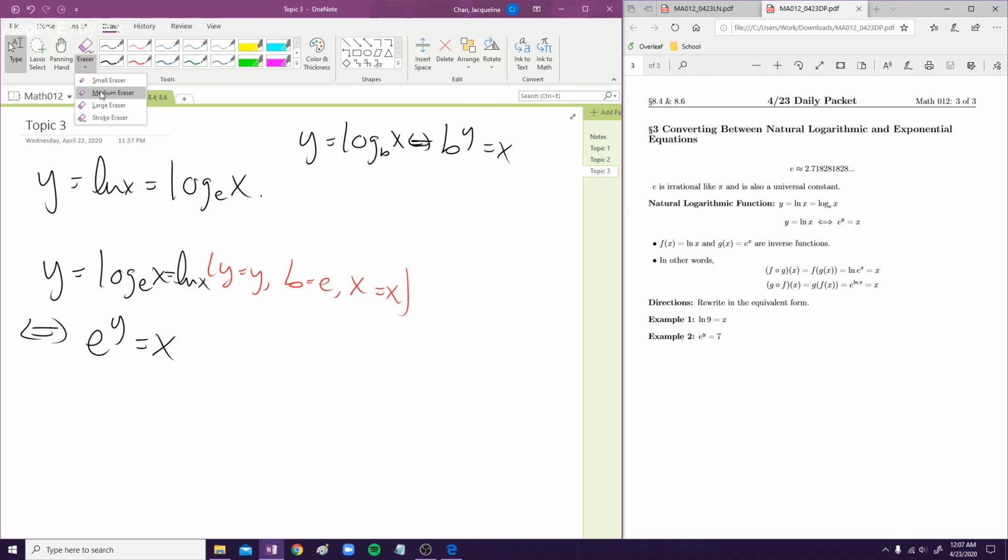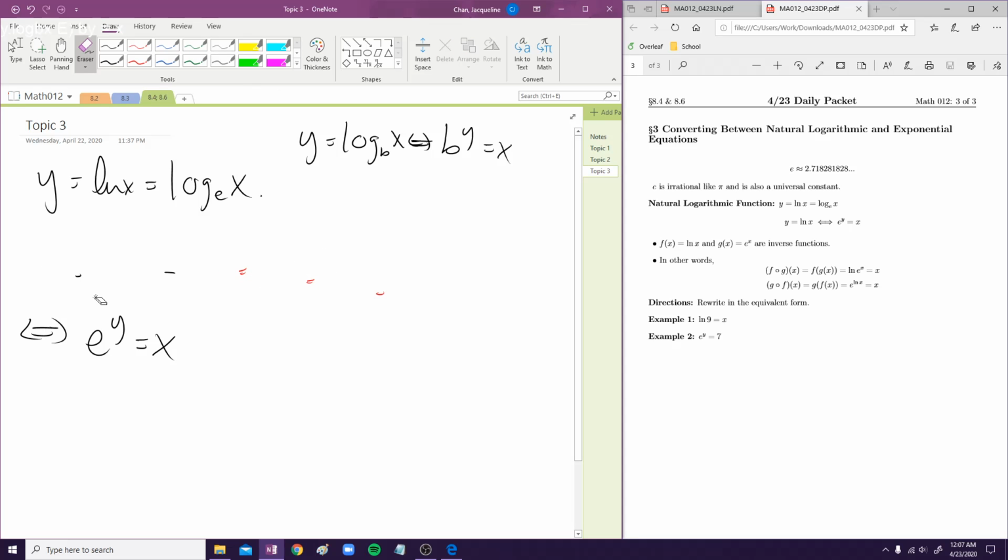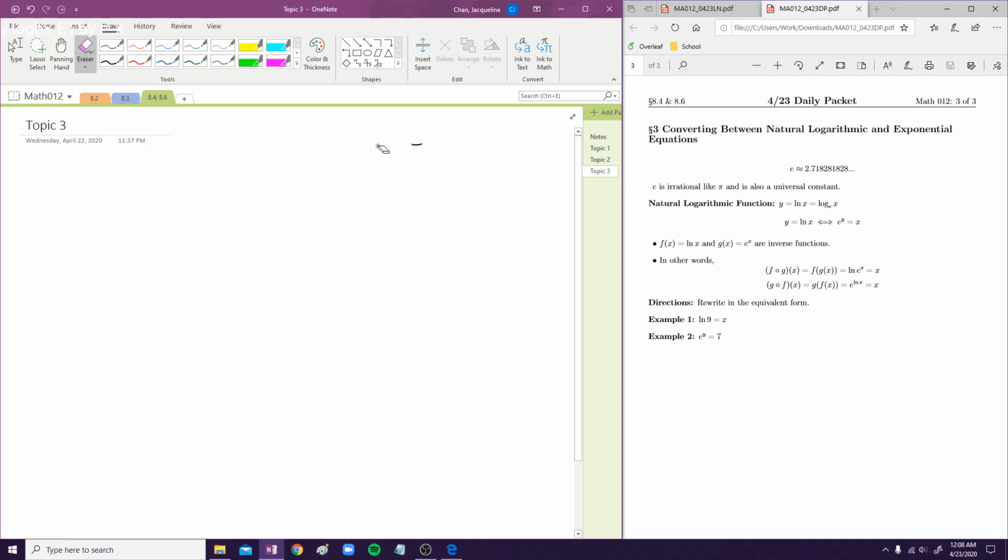So now, let's go ahead and do some examples. Our directions are to rewrite in equivalent form. So our first example, we have natural log of 9 is equal to x. I guess we can talk about this a couple of ways. So first, let's rewrite this. This is the same as log base e of 9, which equals x.